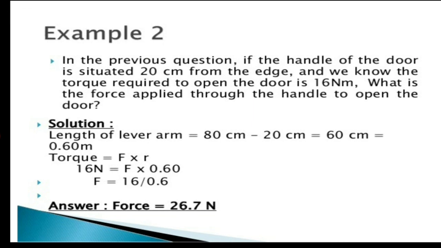So here that distance is 20 centimeter from the edge. From the axis of rotation, the distance becomes 80 minus 20, that is 60 centimeter, that is 0.6 meter. In the expression for torque, F we don't know, r is 0.6 and the torque is 16 Newton meter. So we have the force as 16 by 0.6, that is 26.7 Newton.